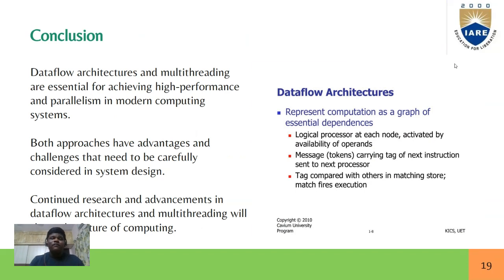Now we have come to the end of the PPT. Let's discuss the conclusion. Whatever we have learned in the PPT, let's roughly go through it. Data flow architectures and multithreading are essential for achieving high performance and parallelism in modern computing systems. Both approaches have advantages and challenges that need to be carefully considered in system design. Continued research and advancements in data flow architectures and multithreading will shape the future of computing.